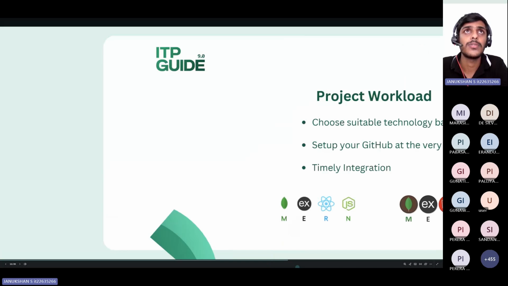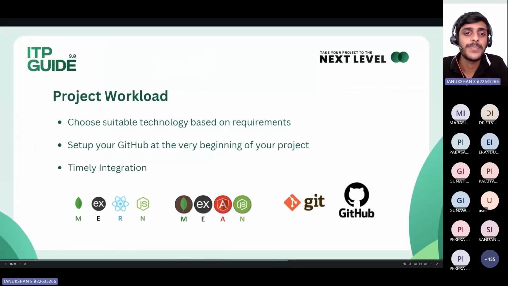Then I'll move on to the project workload. Under the project workload, choosing a suitable technology is very important. You can choose a suitable technology by doing self-study, or you can analyze your project as a group. You can use any kind of stack such as MERN or MEAN, and nowadays there are many more stacks. If you are interested in any one of them, you can use it.